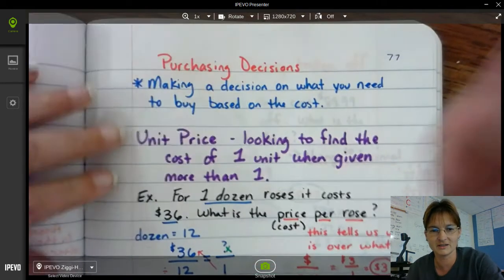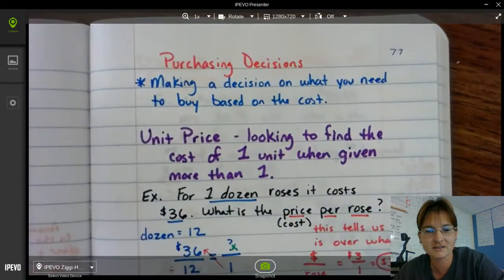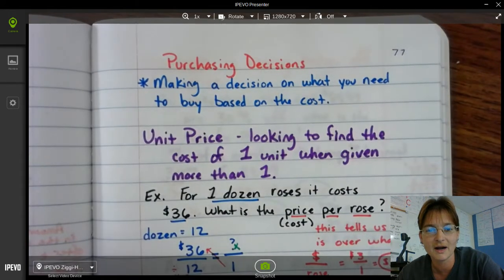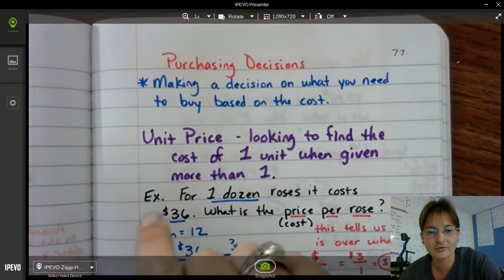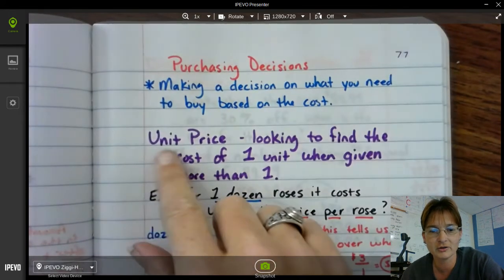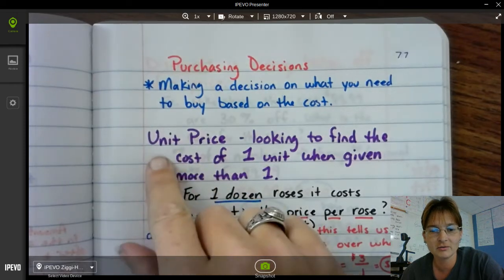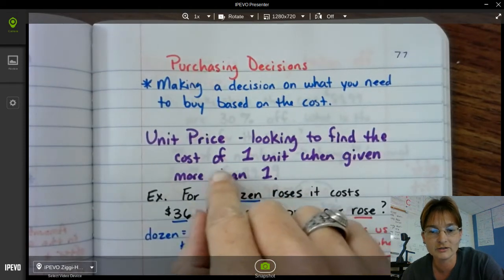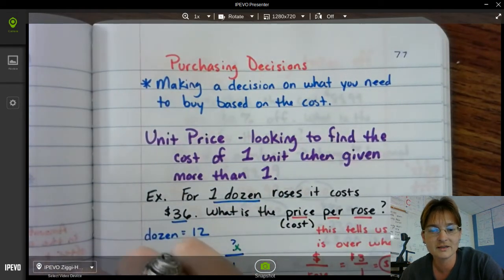Okay, and purchasing decisions is basically making a decision on what you need to buy based on the cost. The first thing we need to talk about is unit price. And unit means we're looking for the one unit that is given with whatever price that you are given, or an amount, a quantity, and then looking for a unit price.